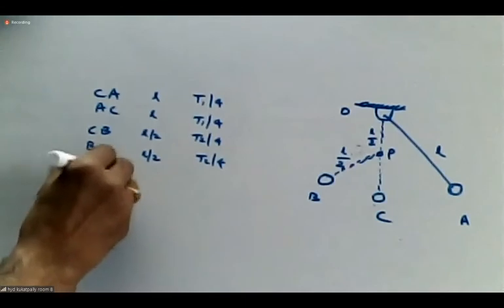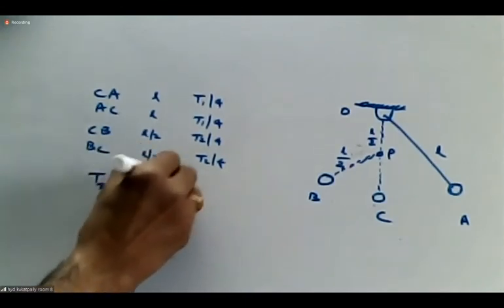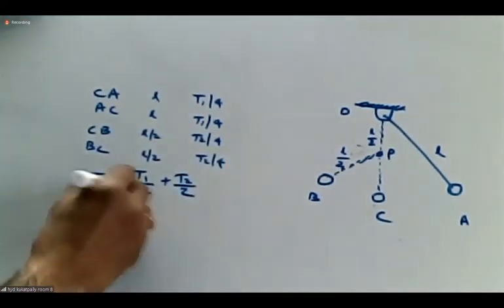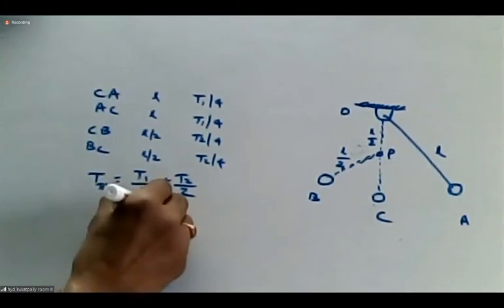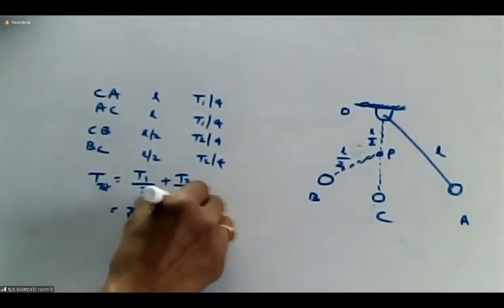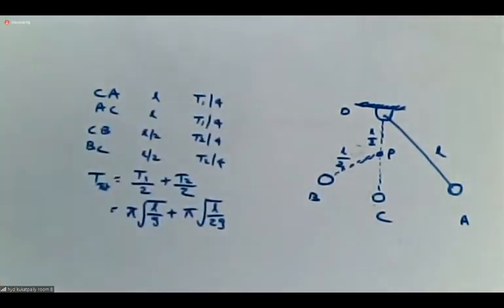Therefore, total time T is equal to T1 by 2 plus T2 by 2. So this is pi into root L by g plus pi into root L by 2g, because L by 2 only is oscillating.